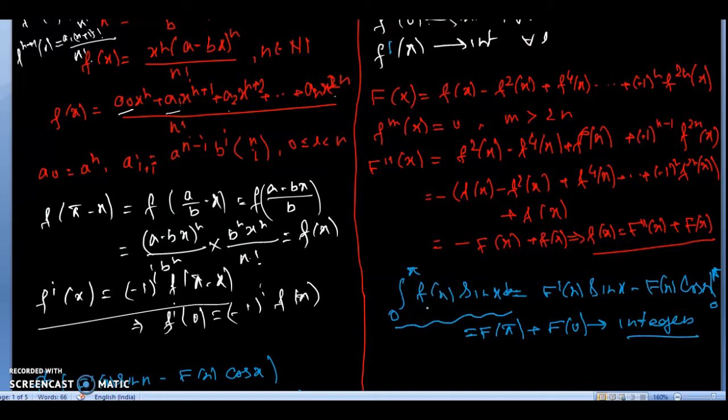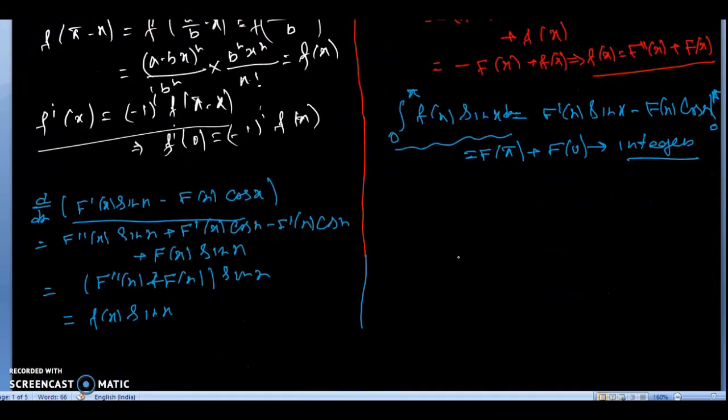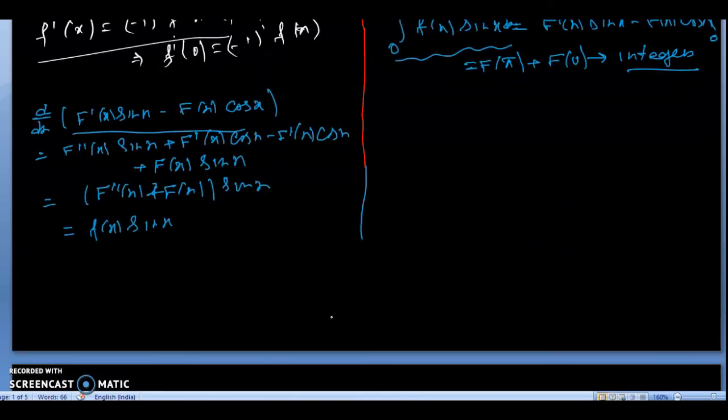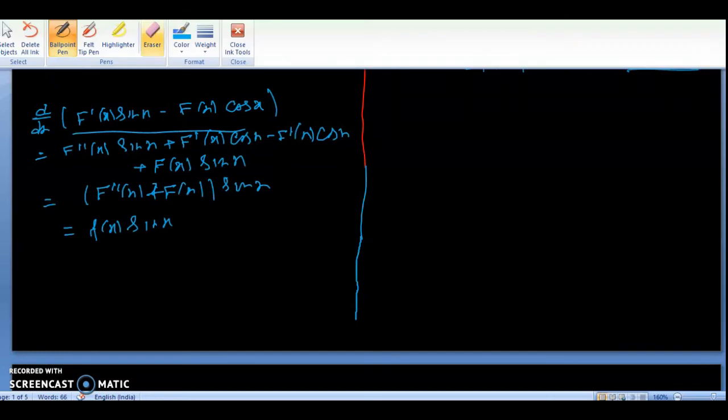We are going to show that this part will not be an integer for some fixed n, and there will be a contradiction, because this integral of f(x) sin x dx is an integer for any value of n, and we are going to show that it will not be an integer. So let's prove this.